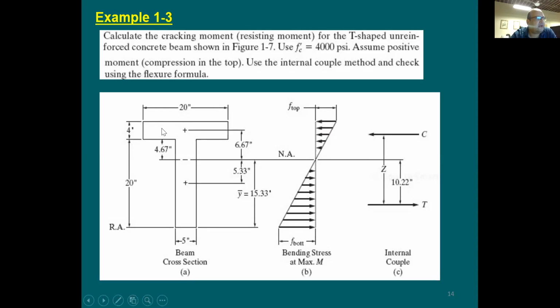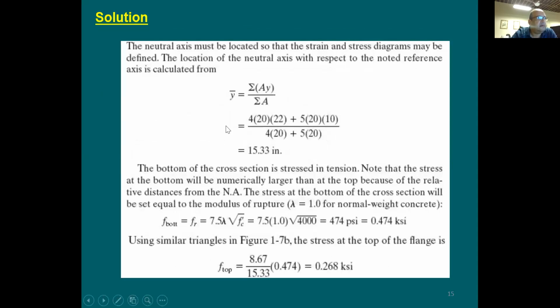I'm going to say I have here 80 times 22 plus 100 times 10. Here's the first area, 80, times 22, plus the second area, 100, times 10. And you divide this by the total area. So you get here 15.33 for the location of the neutral axis. So I guess in this example, this is exactly what you're looking for. This is what you wanted from the previous class.